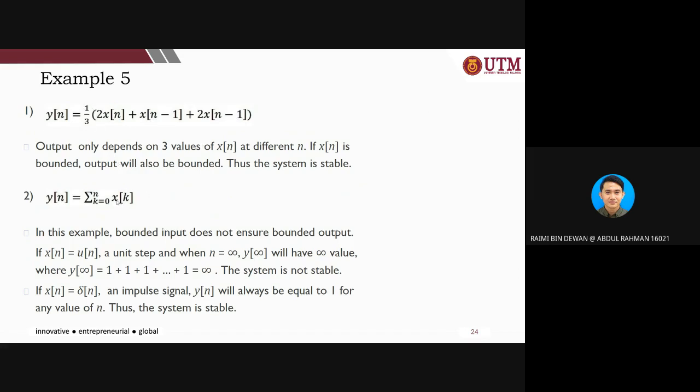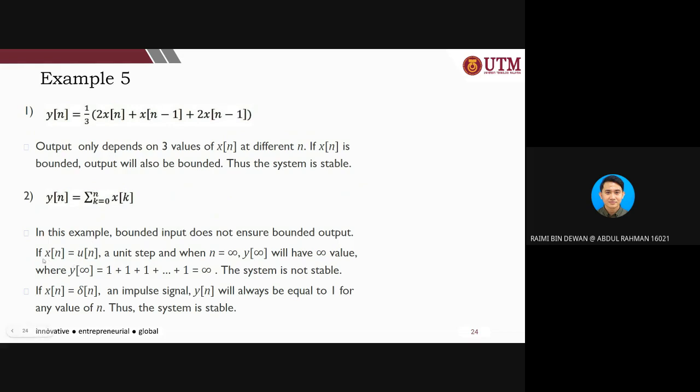How about this one? In this example, you see y[n] equals the summation from k equals 0 until n of x[k]. In this example, there is no assurance that we're going to have a bounded output, because for n we need to define what n is.